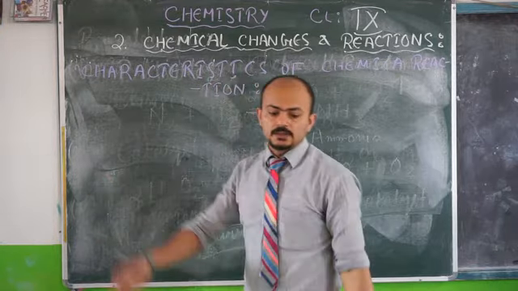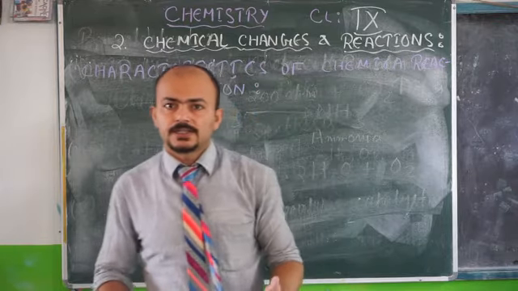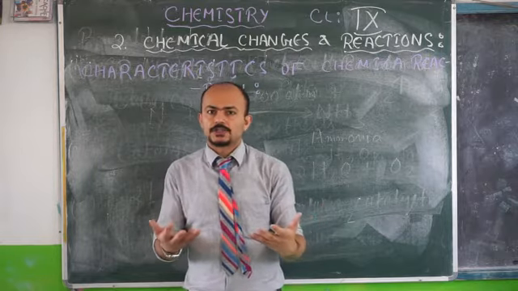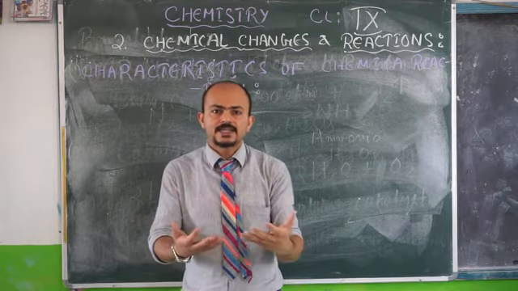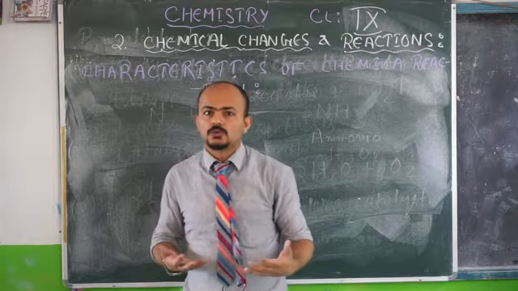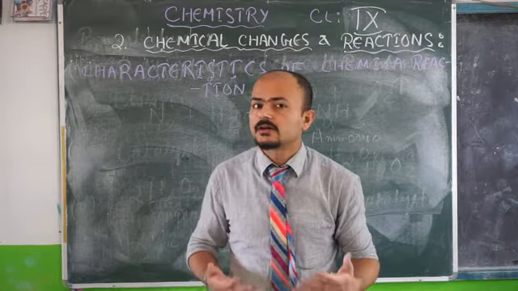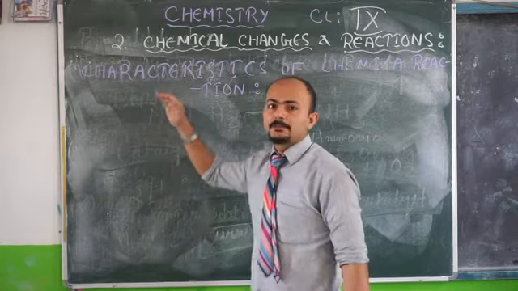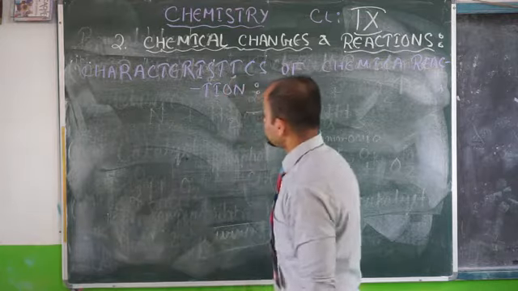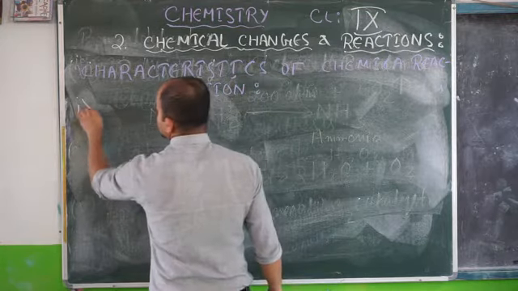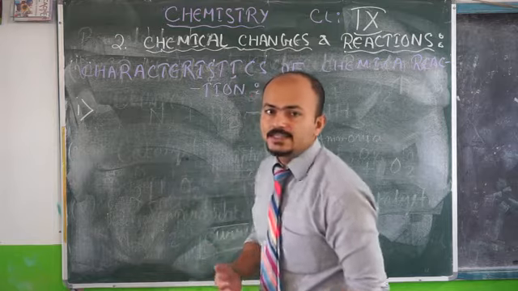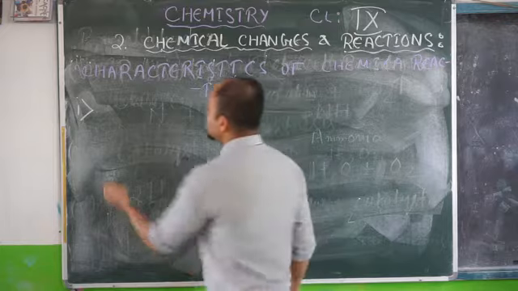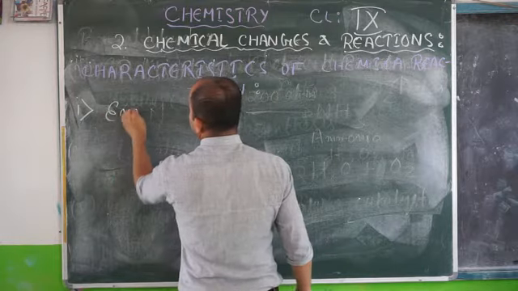So, what does this mean? By looking at the reactant and the product, by looking at the substances, how will you come to know whether a chemical change has taken place or not? Okay? Characteristic is meant by that. So, number 1, a chemical reaction is said to have taken place when there is evolution of gas.